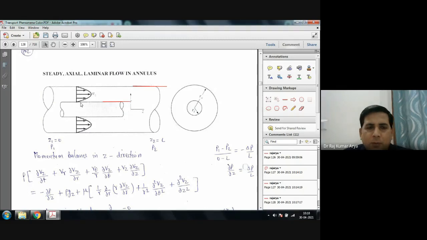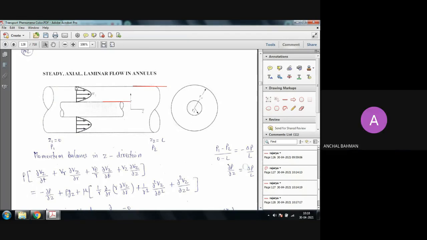So what would happen here at the Ri also? Your velocity would be zero, because this is also the no slip condition. At r equal to plus minus r naught also, your velocity is again zero at the outer pipe, correct?